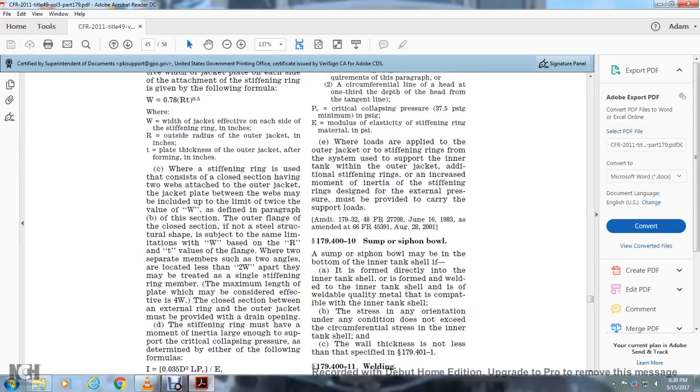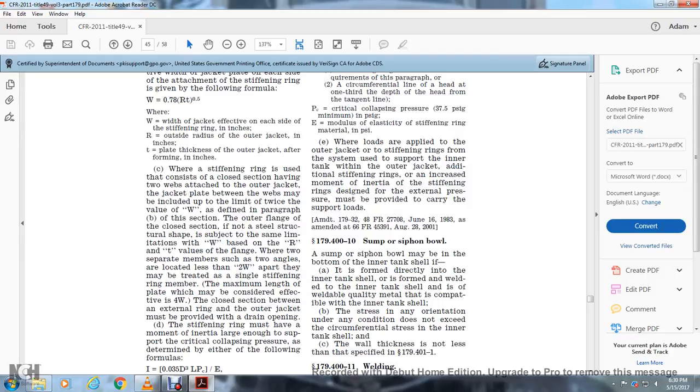When the stiffening ring is used consisting of a closed section having two webs attached to the outer jacket, the plate between the webs must be included within the limit of twice the value of W, as in paragraph B of the section, plus the outer flange of the closed section. If it is a structural steel shape, the same limitation with the width W based on the R and T value applies to the flange, where two separate members are located less than 2W apart, but may be treated as a single stiffening ring member. The maximum length of the plate which may be considered effective is 4W. The closed section between the external ring and the outer jacket must be provided with a drain opening.